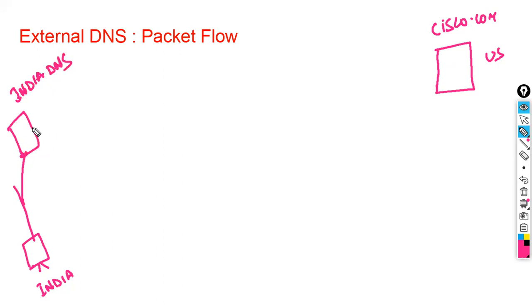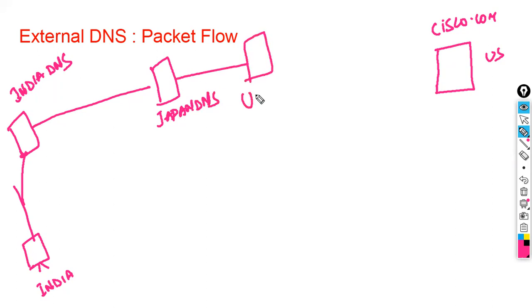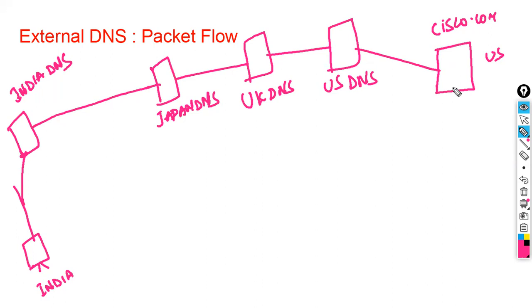Okay, then this India DNS will forward your request to, let us say it is connected with Japan DNS. Okay, then Japan DNS, let us say it is connected with UK DNS. UK DNS is connected with US DNS. US DNS is having the cisco.com. So the request will go to Japan DNS, and Japan DNS doesn't have the information about cisco.com, what is the IP address. It will forward the request to UK DNS. UK DNS will forward the request to US DNS, and US DNS is having the information of the cisco.com.